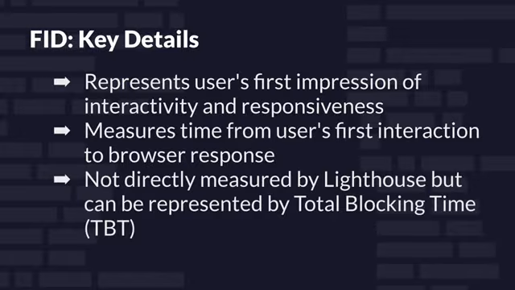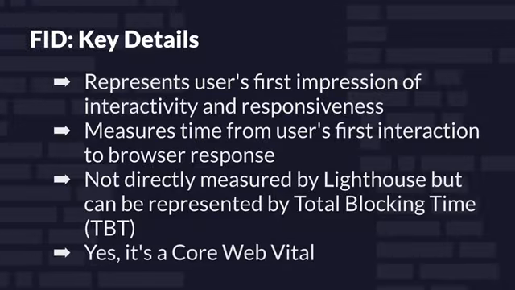What it measures is the time from when a user first interacts with your site, when they click a link, tap a button, or use a custom JavaScript-powered control, to the time when the browser is actually able to respond to that interaction. How is it measured? It requires a real user and thus cannot be measured in the lab. However, the Total Blocking Time metric is lab measurable and can be used as a proxy as it correlates well with FID in the field and also captures issues that affect interactivity. And is this a Web Core Vital? Yes.